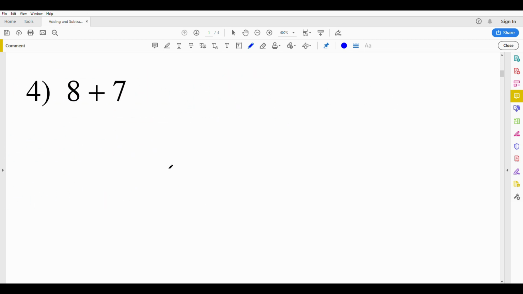Now, moving on to number 4, a positive plus a positive. We're already to the positive side of that number line, and we're continuing to the right. And 8 plus 7, we know, is 15.